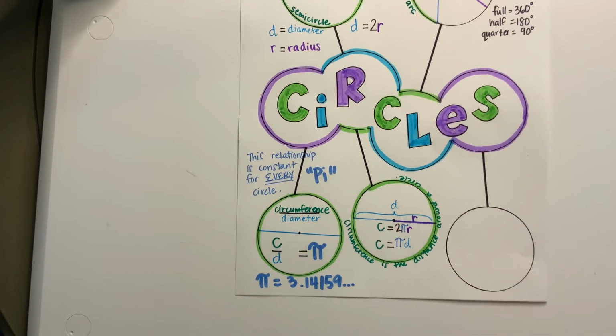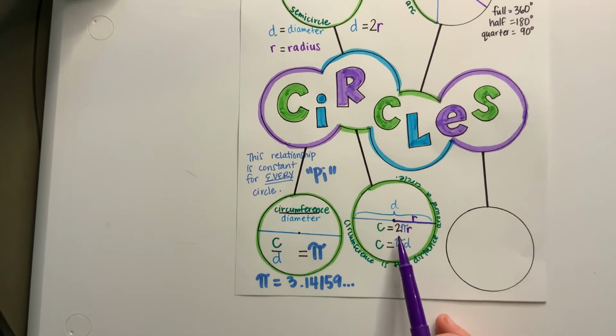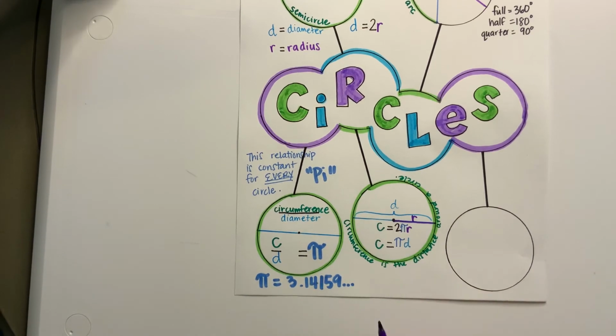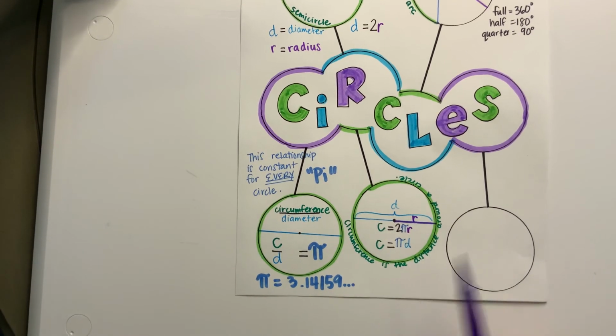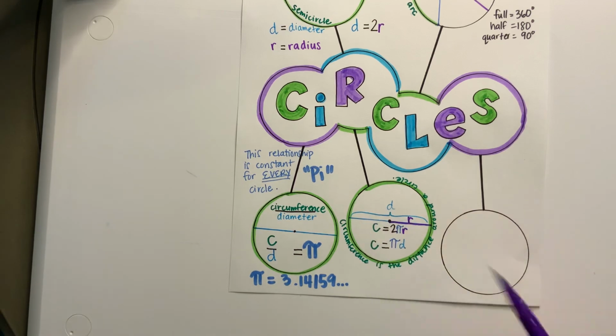So remember, the formula to find the circumference of a circle is 2 pi R, or pi times D. So you take the measurement, whatever your radius is or whatever your diameter is, and then you use that special relationship of pi, and you can figure out the circumference.